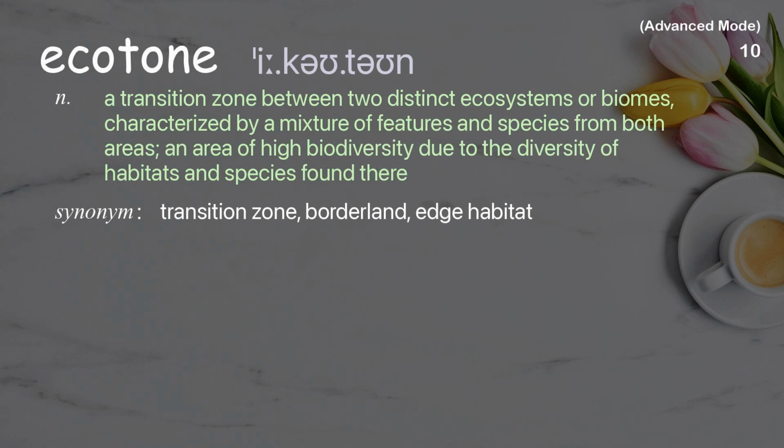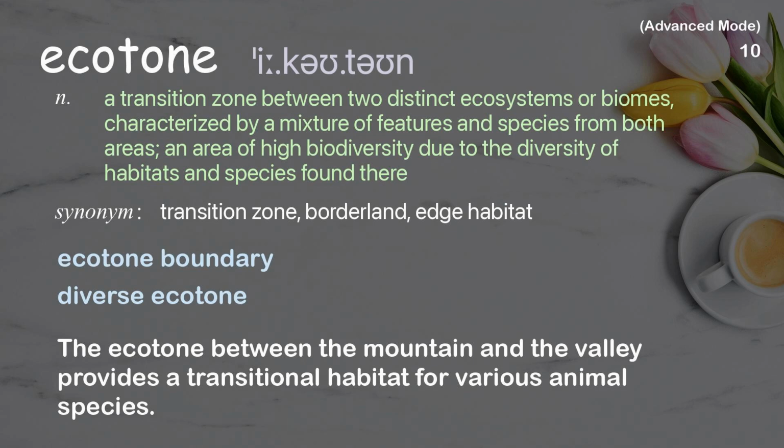Ecotone. A transition zone between two distinct ecosystems or biomes, characterized by a mixture of features and species from both areas. An area of high biodiversity due to the diversity of habitats and species found there. Examples: Ecotone boundary, diverse ecotone. The ecotone between the mountain and the valley provides a transitional habitat for various animal species.